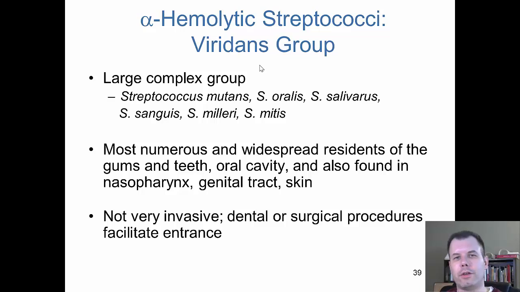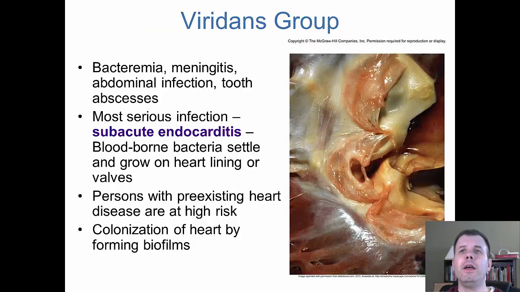So you guys that are going into dental hygiene, this is what you have to tell your patients: they have to be careful. If they have bloody gums, they can get strep infections that go to the heart. And so that's why you want to have good, healthy gums, not bleeding gums that can be a direct highway to the heart. Okay. And again, what these guys can do if they get into the bloodstream is cause bacteremia, meaning bacteria in the blood. They can lead to meningitis, abdominal infections, and tooth abscesses.